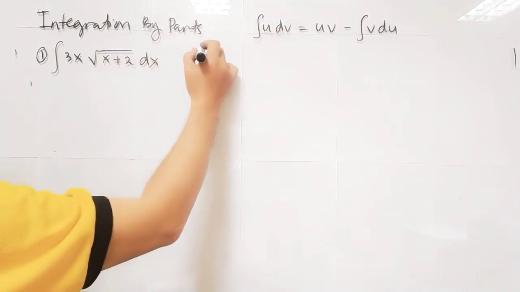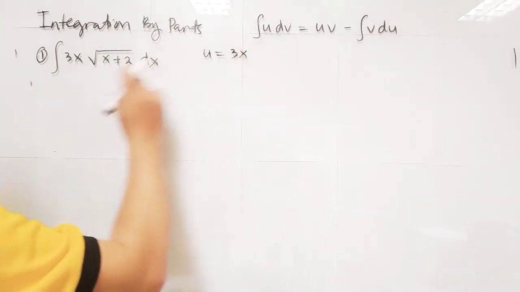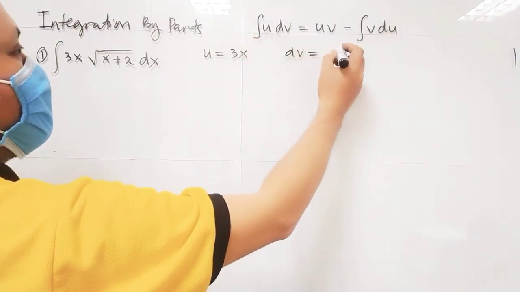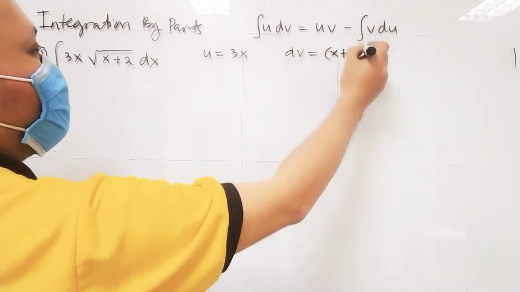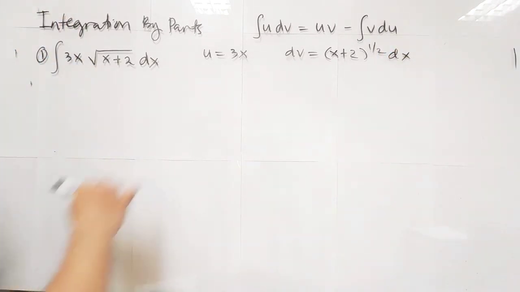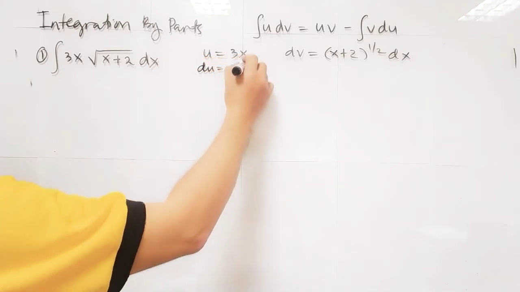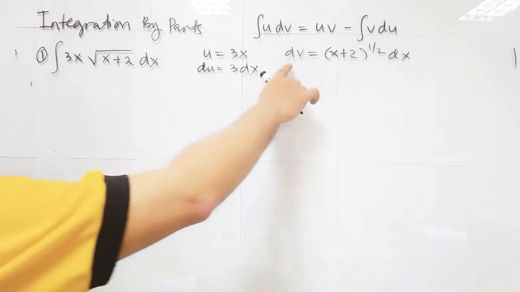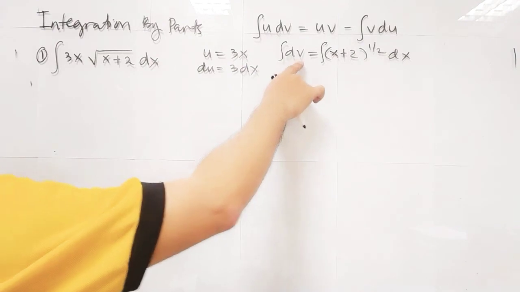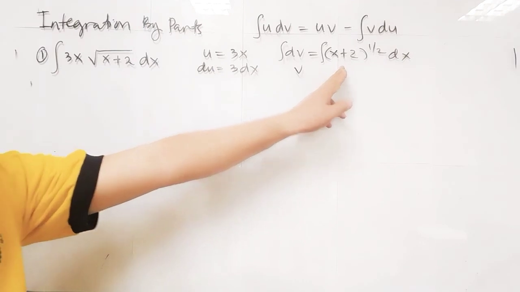So let our u equal 3x, so that the remaining integrand will be our dv. So our dv is equivalent to x plus 2 raised to 1/2 dx. And then we take the derivative of our u: du equals 3 dx. For dv, we integrate both sides so that the integral of dv equals v, and for the integral of this one, let u equals x plus 2; the derivative of x plus 2 equals dx.